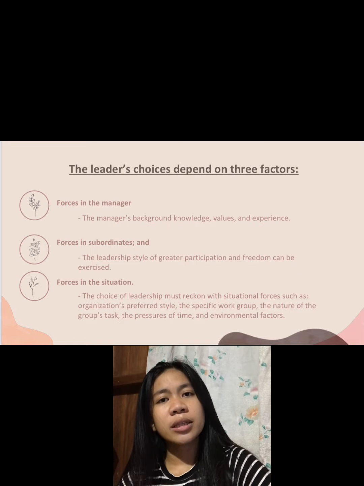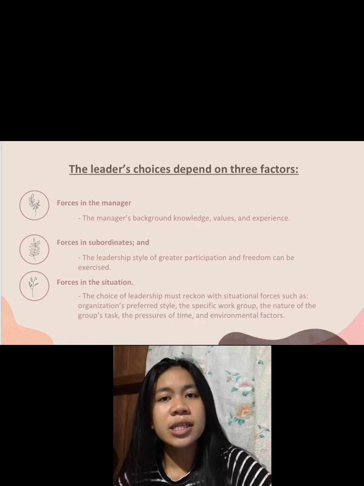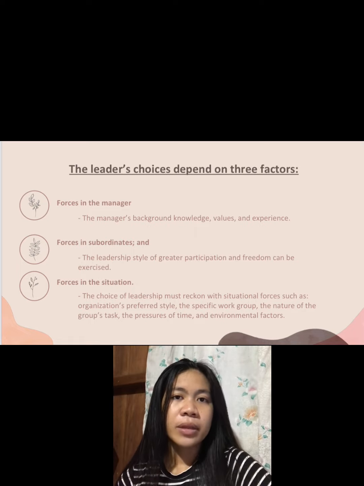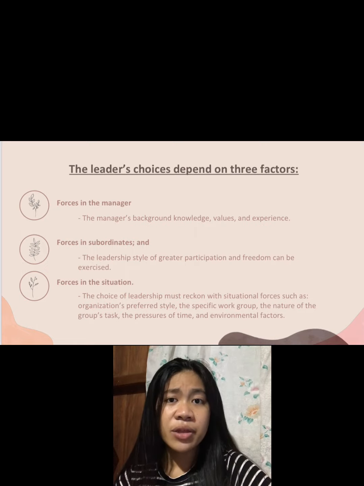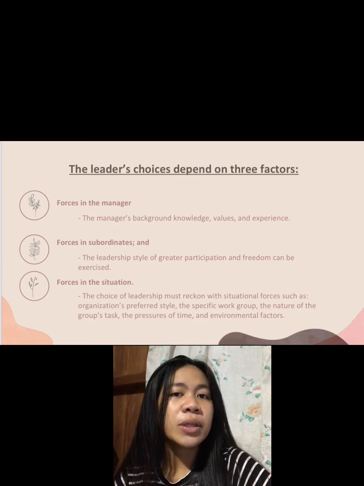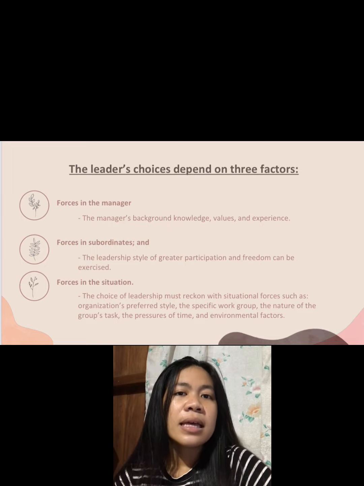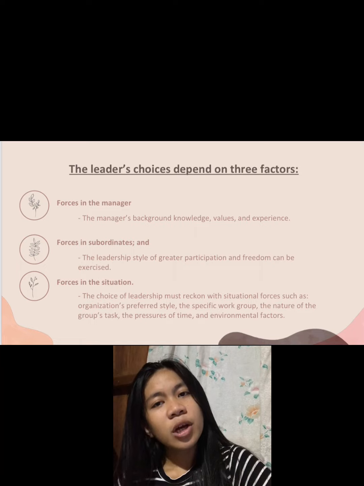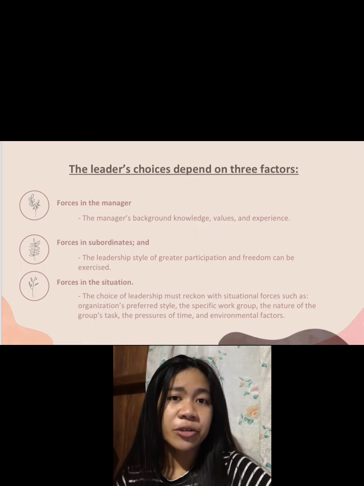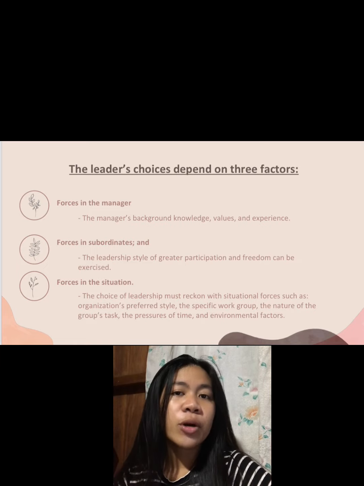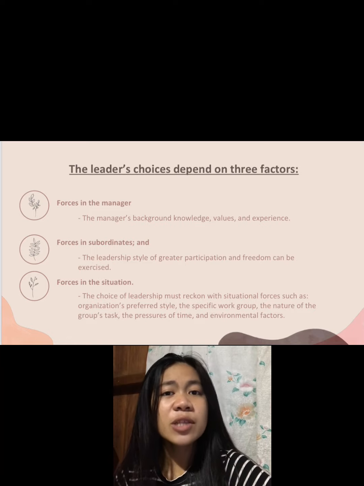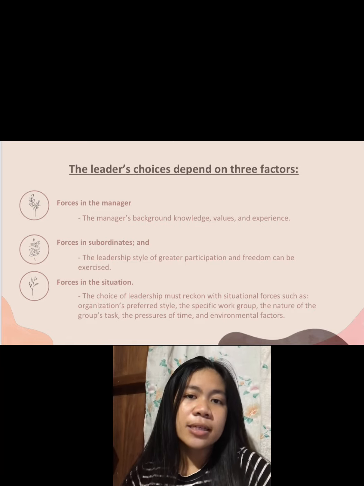The second one, we have the forces in the subordinate. So here, the personality of the subordinates and their expectations from the leader influences their behavior. So the factors here include the strength of the needs for independence, knowledge and experience to deal with the problem, and understanding and identification with the goals of the organization. So basically, if these factors are on a positive side, then more freedom can be allowed to the subordinate by the leader.